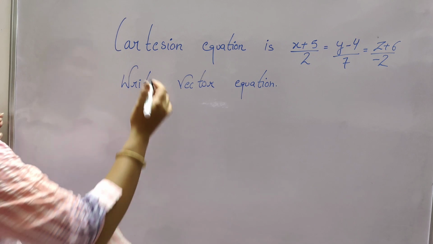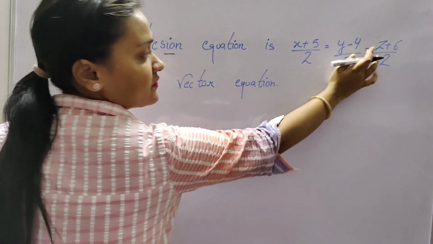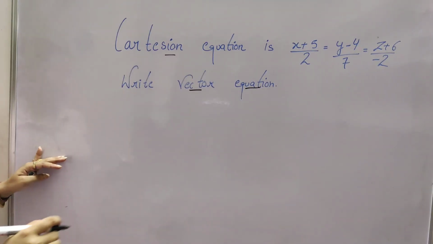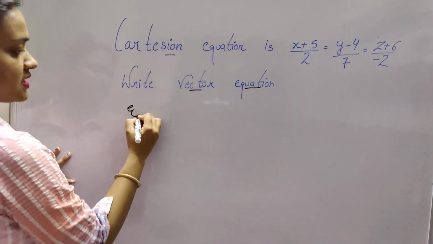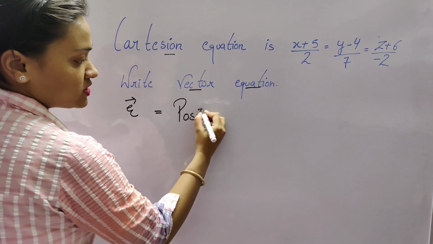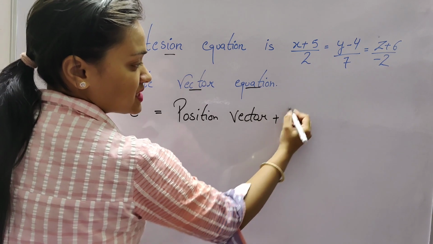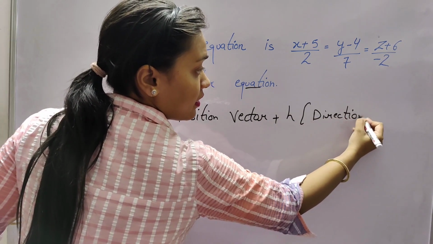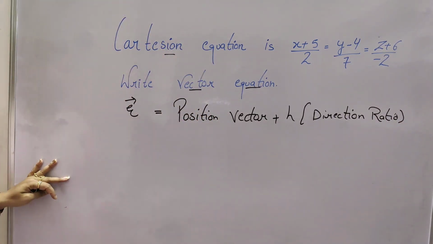So students, your next question is, Cartesian equation is given to you: x plus 5 upon 2, y minus 4 upon 7, z plus 6 upon minus 2. You have to write the vector equation. So if this is the Cartesian equation, vector equation is r is equal to, firstly write the position vector, then plus alpha into direction ratios. This is the formula of writing a vector equation.